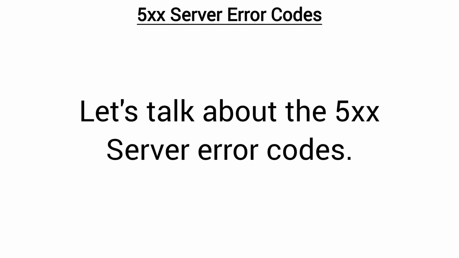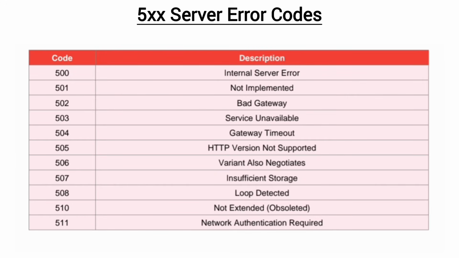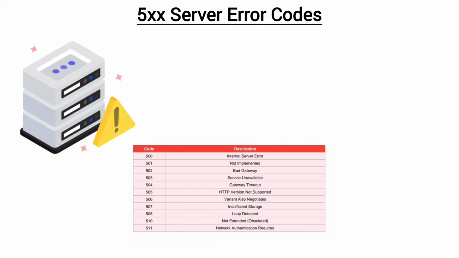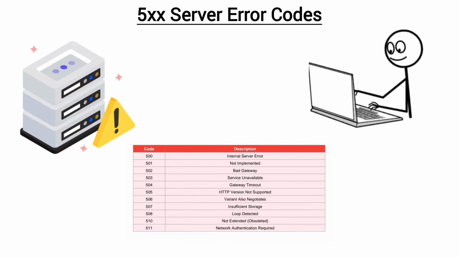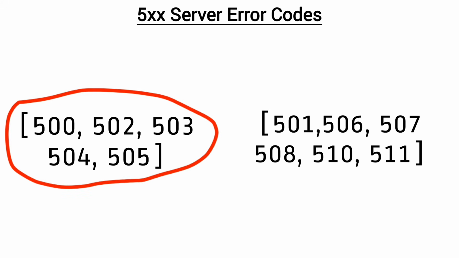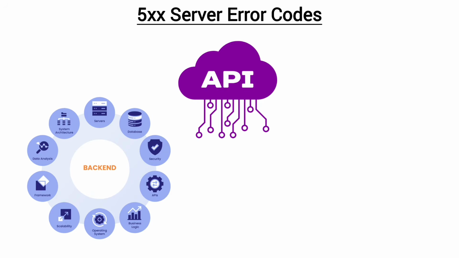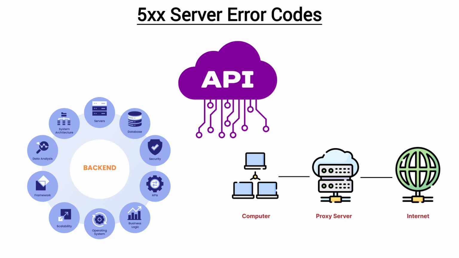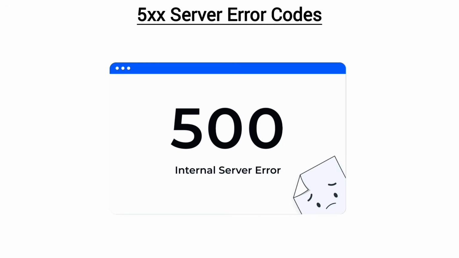Now, let's move to the 5xx server error codes. This group contains 11 official codes, and these appear when something goes wrong on the server's side, not the user's. Out of all these, you will usually see about 4 or 5 during normal browsing. And the rest are more technical, usually used in back-end systems, APIs, or proxy configurations that handle data between multiple servers.